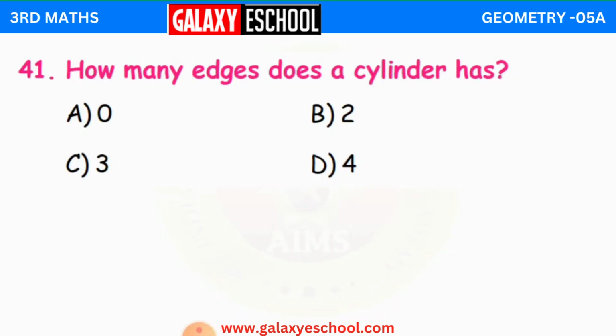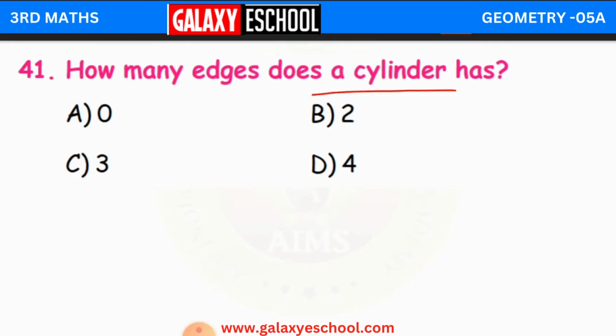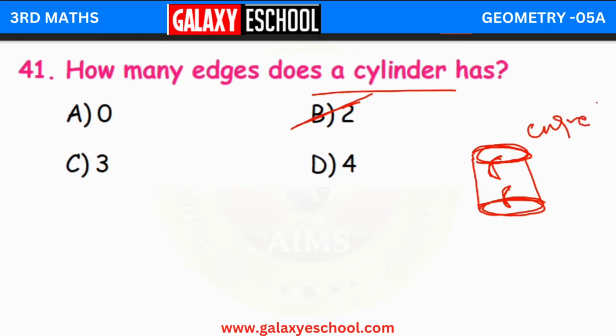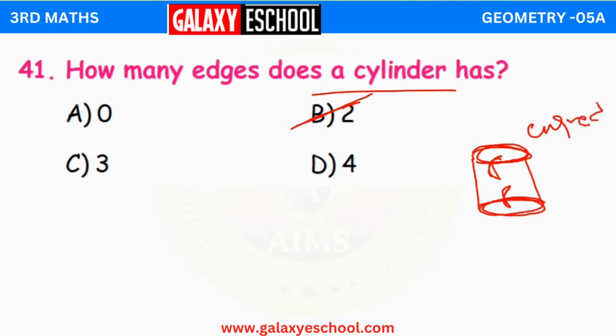Question 41. How many edges does a cylinder have? If you remember the properties of cylinder, children, does cylinder have any edges? Cylinder has two edges. Yes, see, this is our cylinder. What is an edge? Edge is where two faces meet. So these two faces meet here. So this will be one edge, and again these two faces also meet. So this will be our second edge, and both these edges are curved.